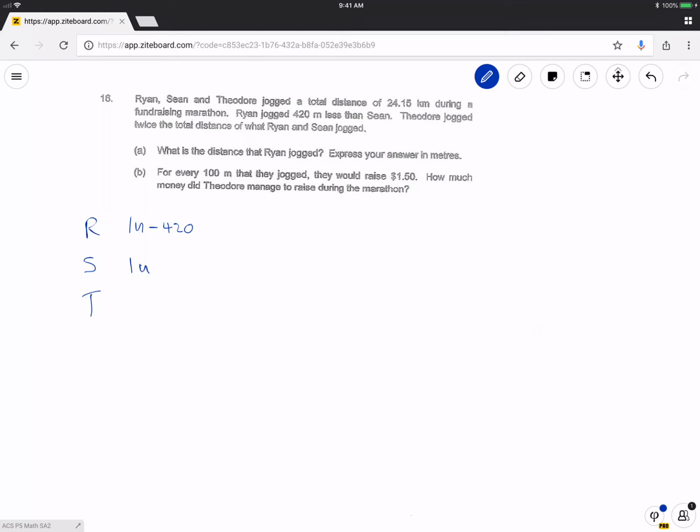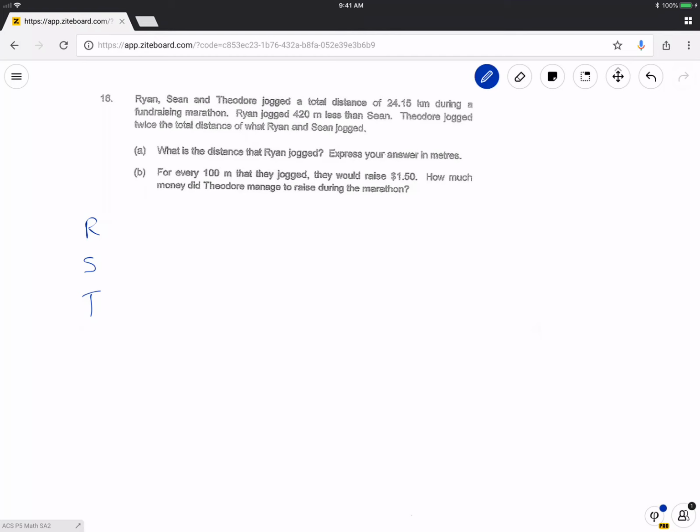Theodore jogged twice the total distance that Ryan and Sean jogged. Okay, this is a bit hard. Theodore, because he's more athletic and his name sounds like Thor, jogged the total distance of twice of this. I'm thinking how to do it so it's easier.